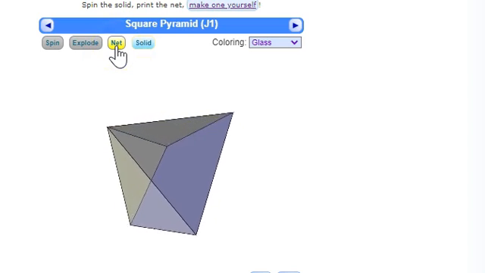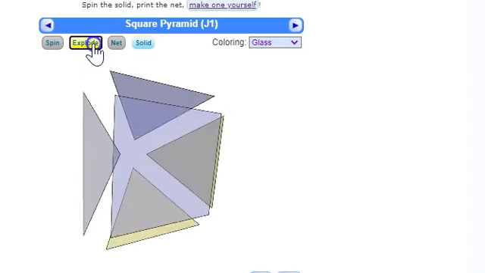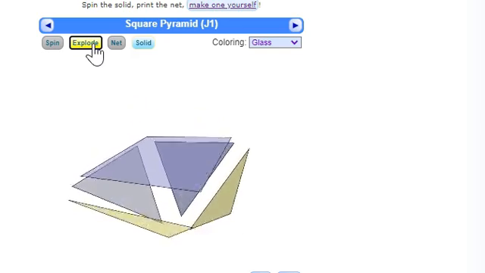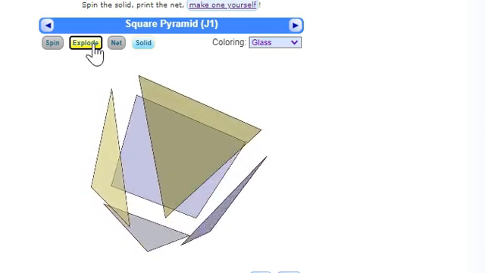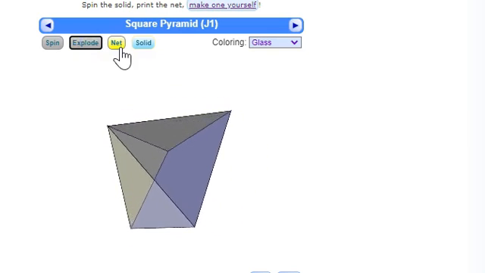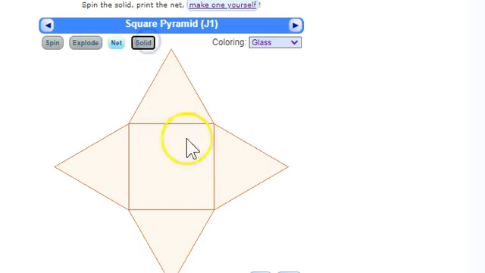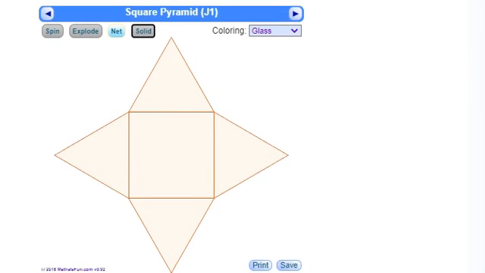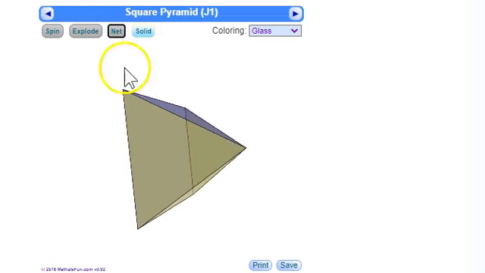If we talk about the net, the net is kind of an exploded view, the three-dimensional figure taken apart. The net is what it would look like if you were to cut this out on paper and fold it together. So when we cut this out, we could fold all these pieces up together and use that to create our solid back together. Okay.